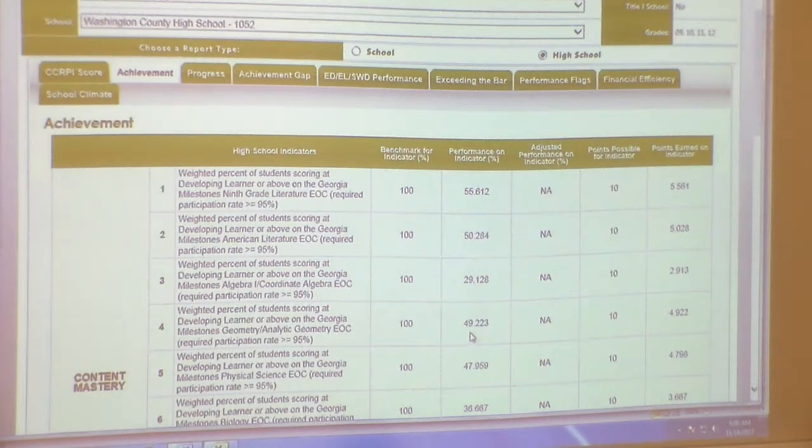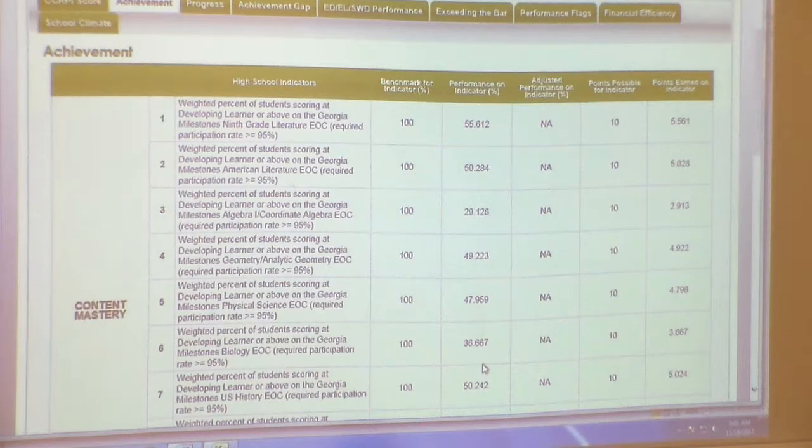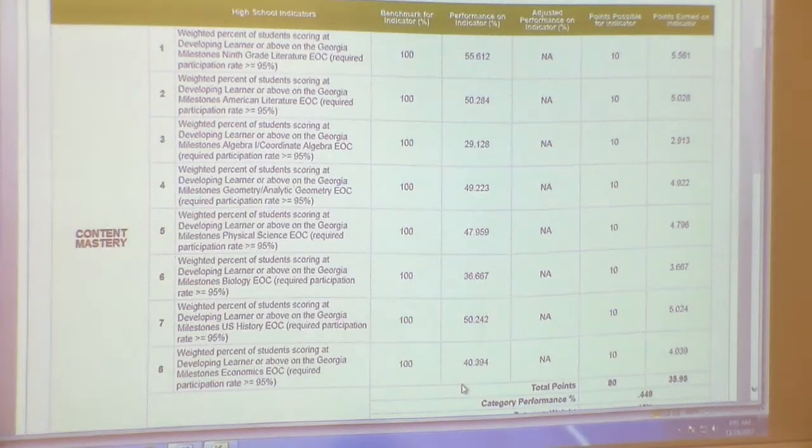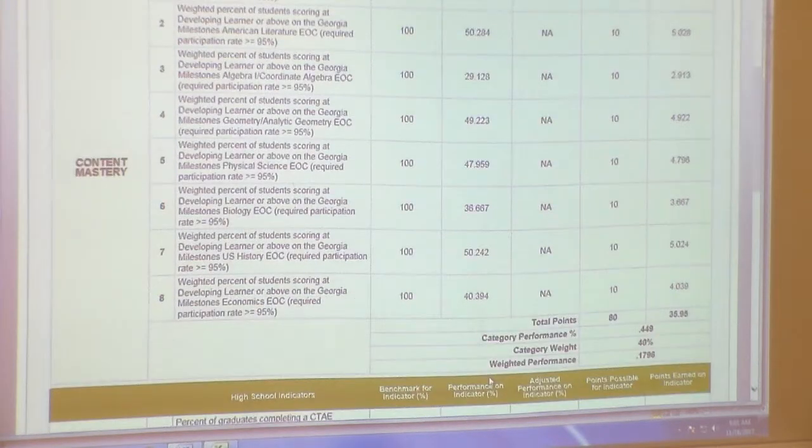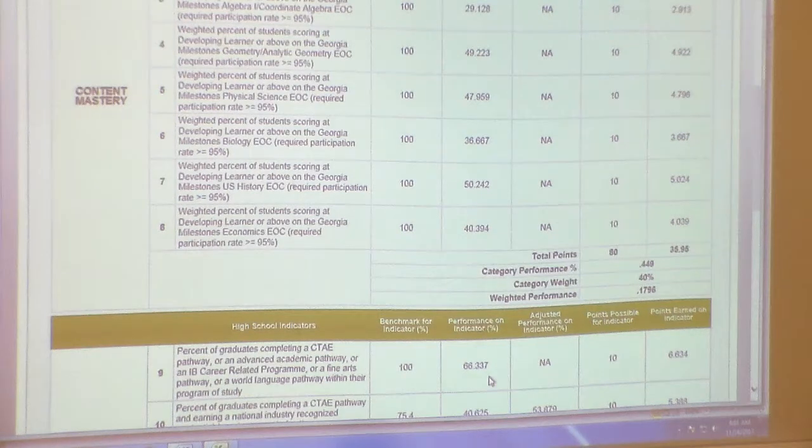These are our performance percentages. Geometry is 49, and I have a comparison sheet so we can see how we did from one year to the next. Physical science is 47, biology is 36, U.S. history is 50, and economics is 40%. This is what they want you to do, of course, get 100.